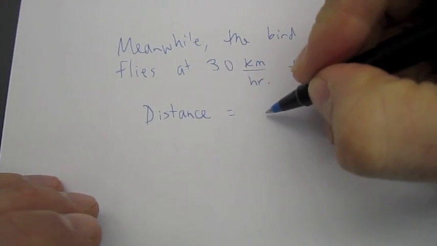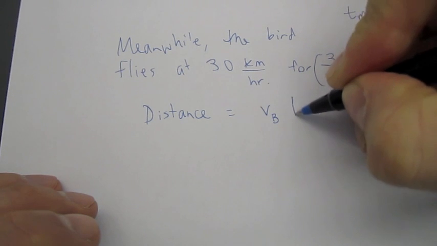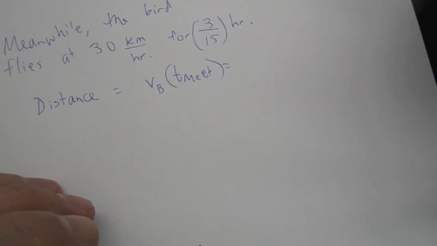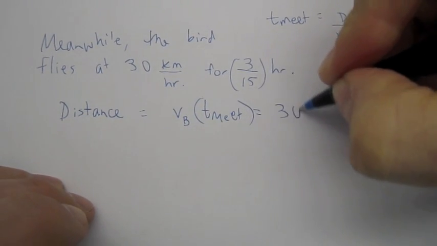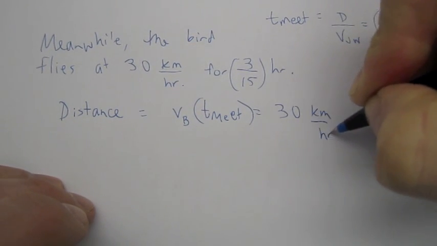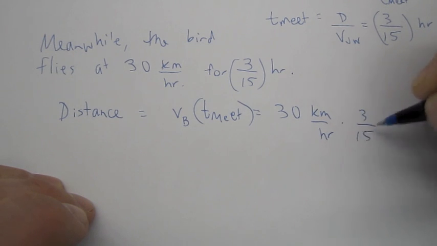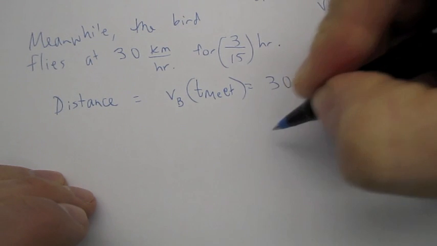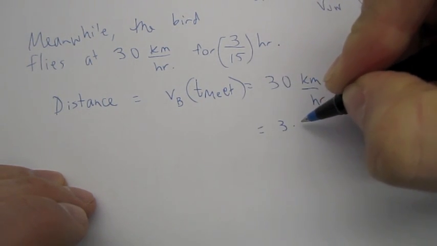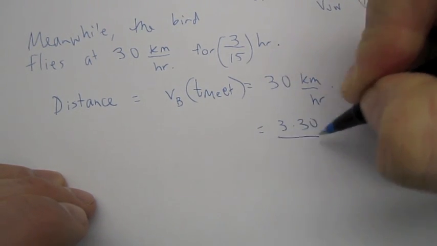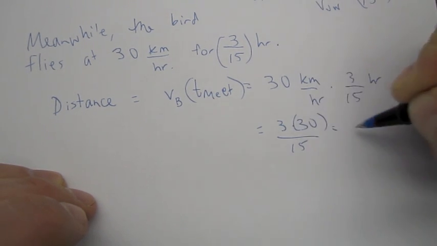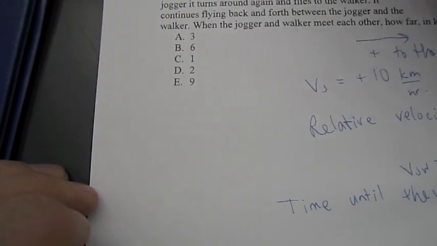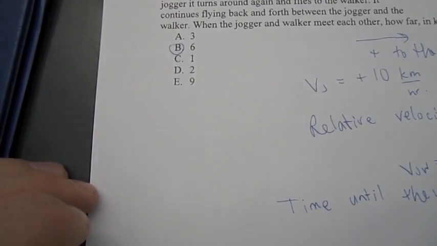So the distance is equal to the v of the bird times the time for meeting of these two. So it's just equal to 30 kilometers per hour times 3/15 hours, and so equal to 3 times 30 divided by 15, and I get 6 kilometers. And in my selection there, it's answer B.